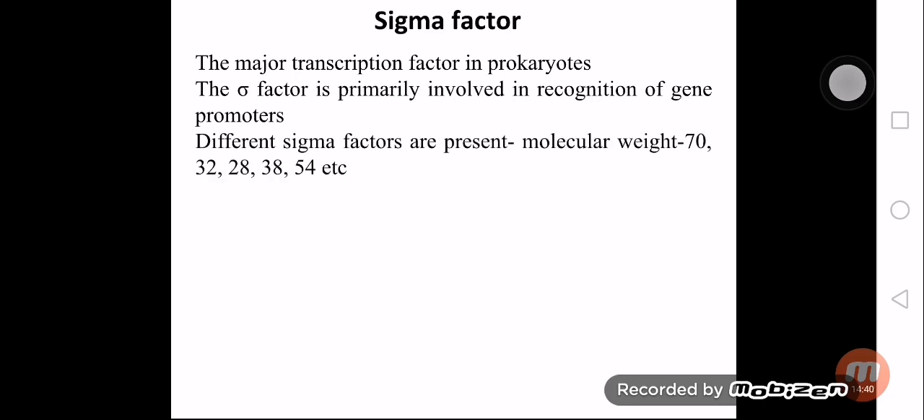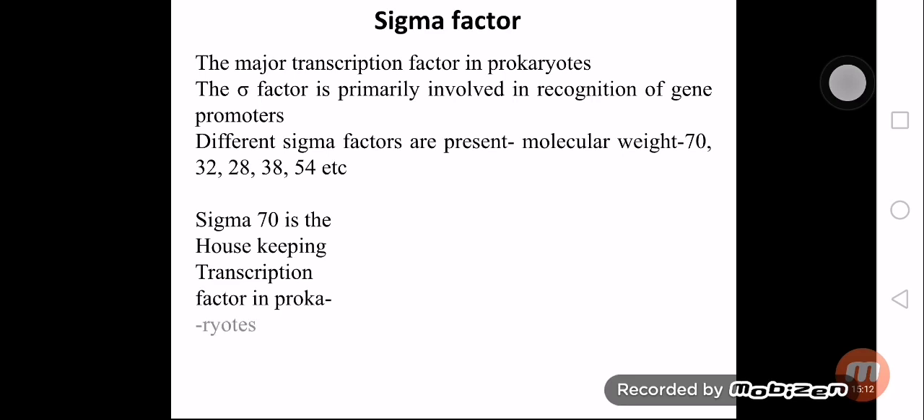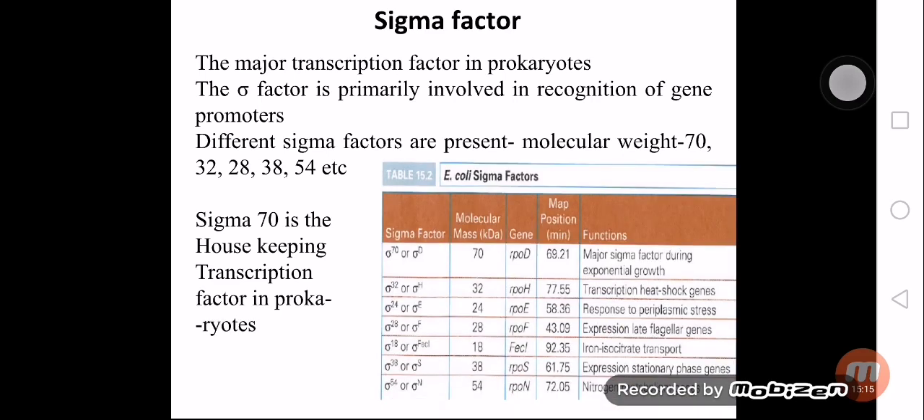And we have different sigma factors in bacteria, and they are categorized based on their function and molecular weight, right? And based on molecular weight, you can see sigma 70 with 70 kilodalton molecular weight, sigma 32, 28, 38, 54, etc. So all these are exclusively working for different sets of genes, not for the same genes, of which sigma 70 is the housekeeping transcription factor in the prokaryotic system. Right, the rest of them will have different functions, like you can see in that table.